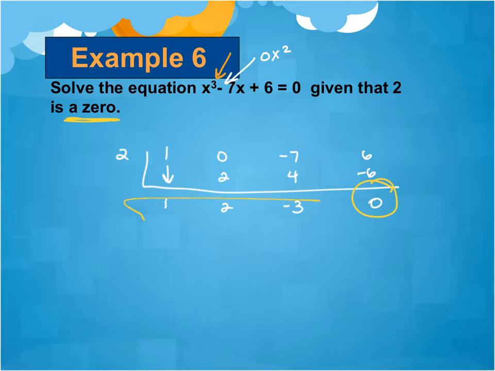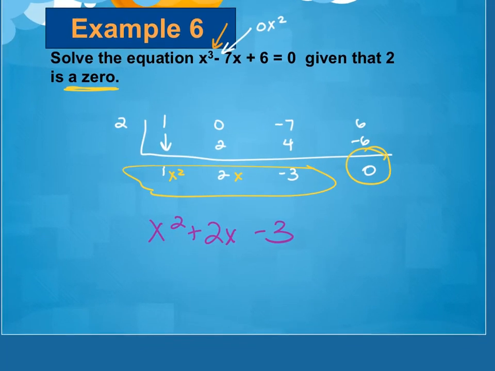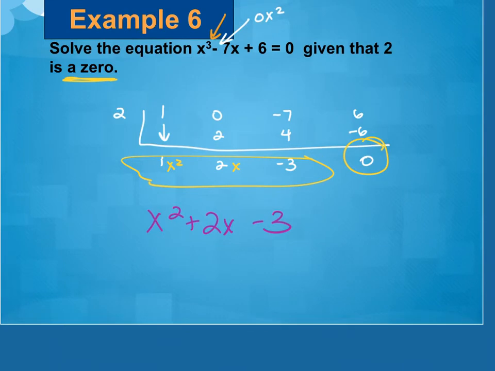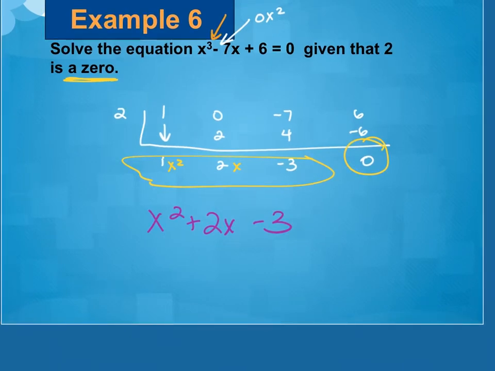So now I'm going to take what's left, my quotient. Remember the 3 doesn't have an x, the 2 has an x, the 1 gets an x squared, and I'm going to write my polynomial, which is x squared plus 2x minus 3. And then I'm going to find my remaining factors. How do I do that? Can you factor that? Yes. Factors of negative 3 that sum to positive 2. Positive 3, negative 1, and my remaining roots are 1 and negative 3.